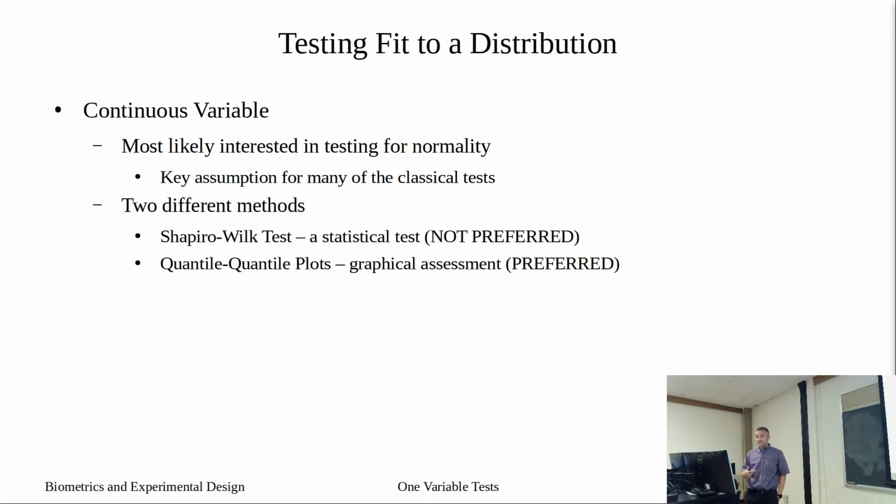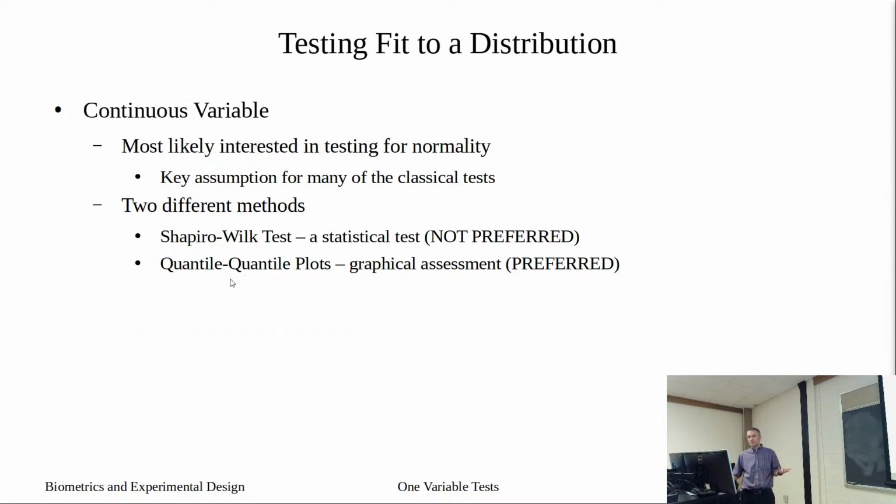The preferred method is quantile plots. Yes, it's a graphical assessment. Yes, it's subjective. But that's okay because most of the tests that we run are going to be robust against this normality violation. So if we say, well, it may be normal, it might not be normal, that's normally an indication that our test is going to do just fine. All right, so that's why these graphical assessments are okay.